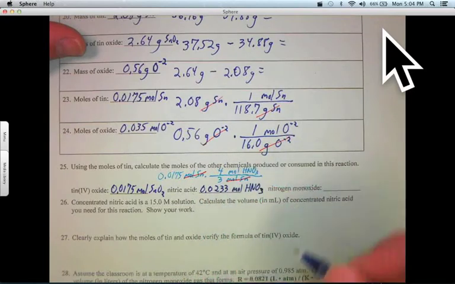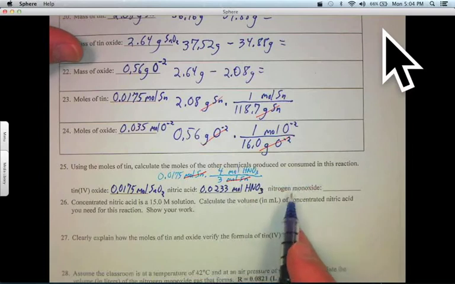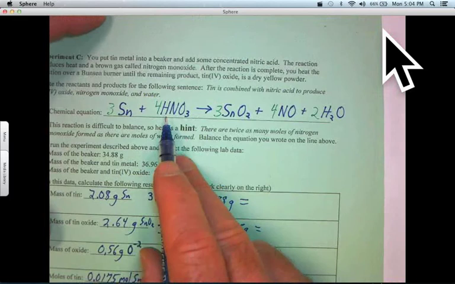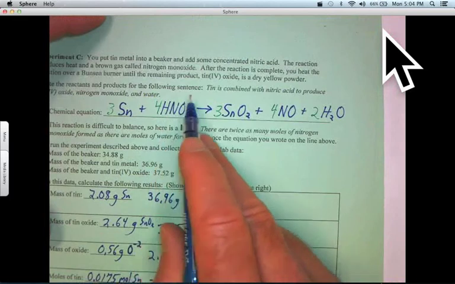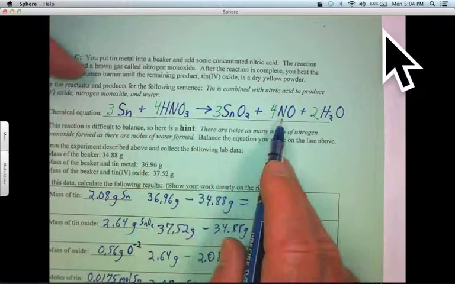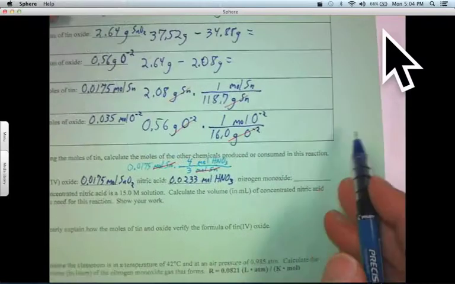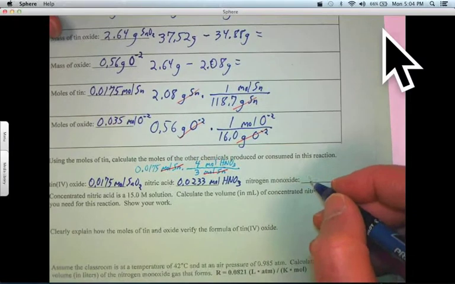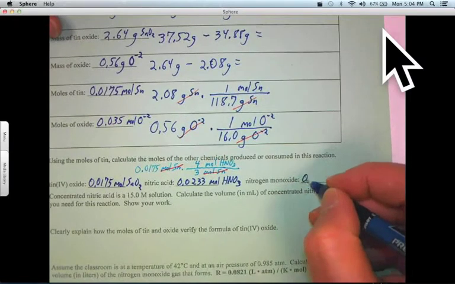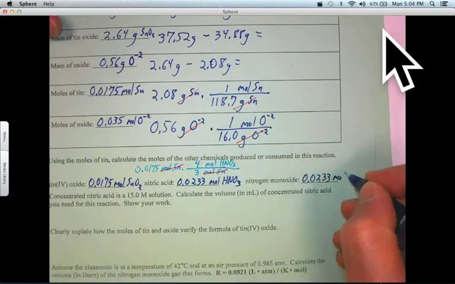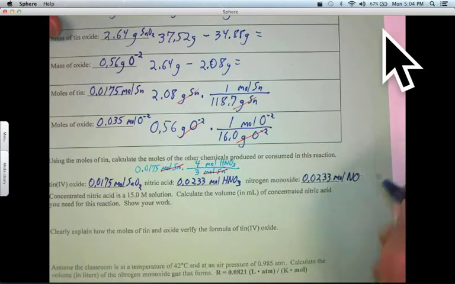There we go. Now, nitrogen monoxide, for every 4 moles of nitric acid used, we get 4 moles of nitrogen monoxide. So these two numbers of moles are going to be equal. We could use a conversion factor, but it's 1 to 1 basically, 4 to 4. So that would be 0.0233 moles of NO.